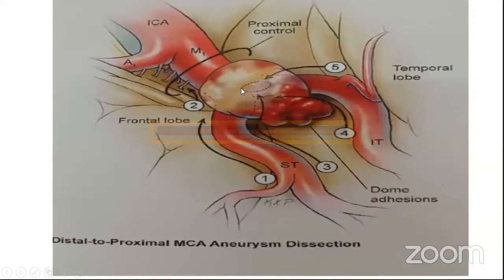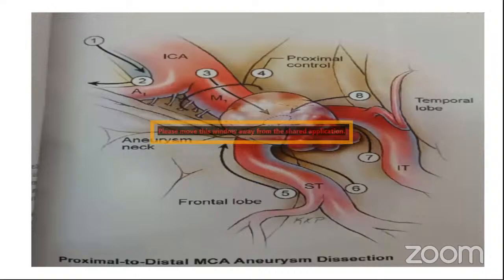This is the most common approach that is generally considered to get control of the aneurysm. The other thing that can be done is proximal control. In this, you can see it starts from the proximal segment of the IC. We are following the IC, identifying the A1 segment of the internal carotid artery.